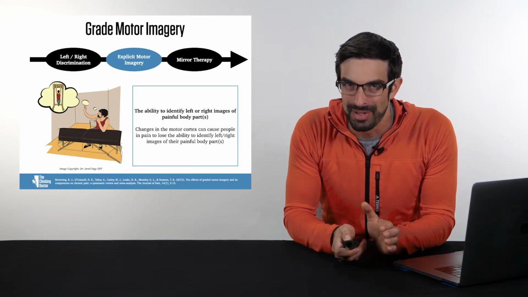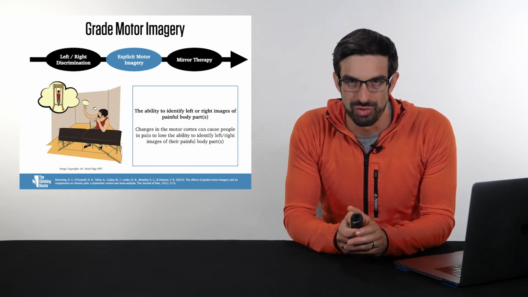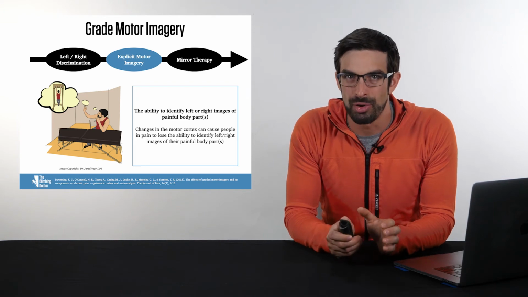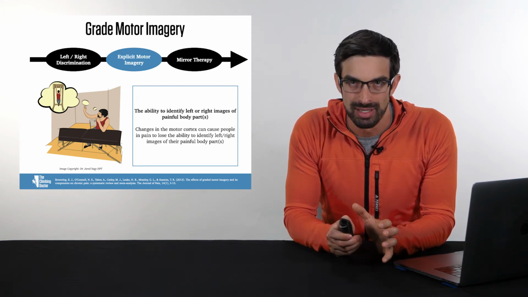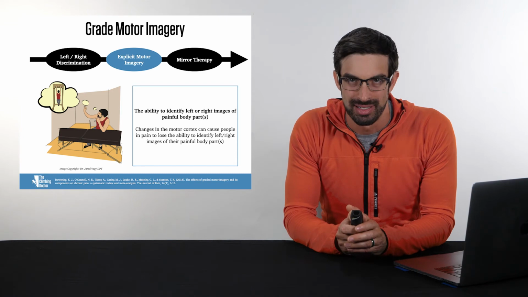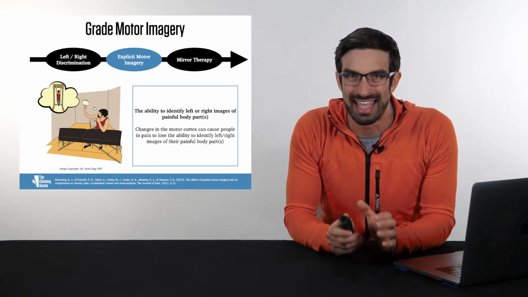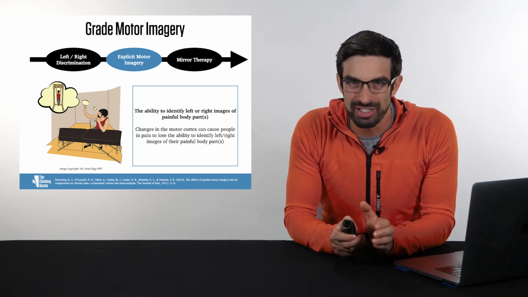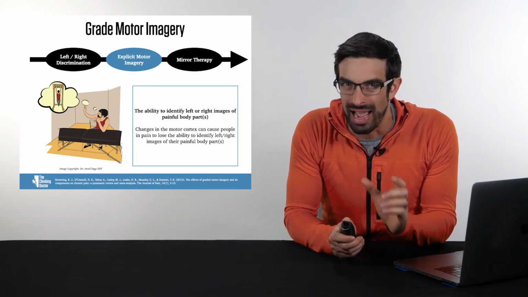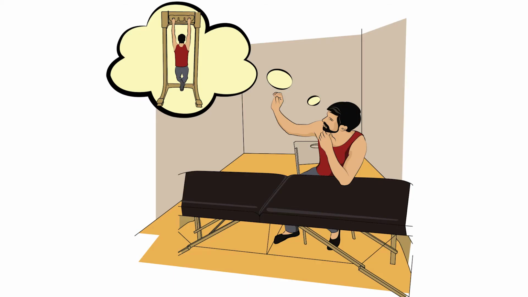The second step is this explicit motor imagery. This is where the climber imagines movements. And I want you to think about this. Imagine this climber that we talked about with hand pain. And every time that they think about grabbing a rock hold, their hand starts to hurt. They don't grab the hold, they just think about it.